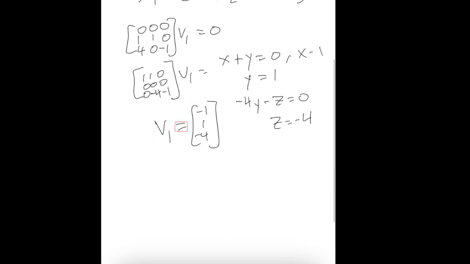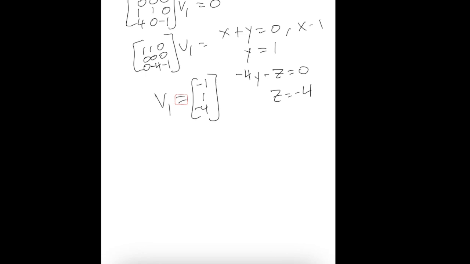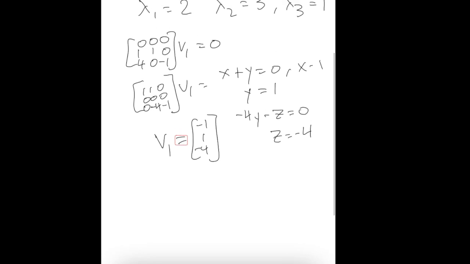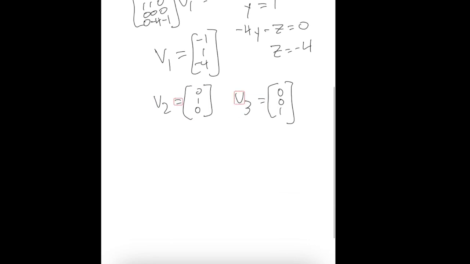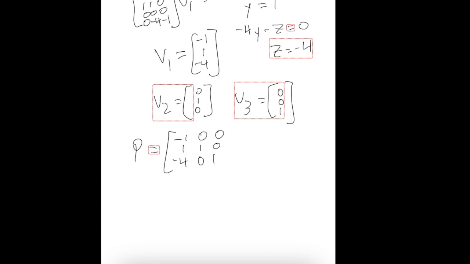Now for the sake of time, I've already gone ahead and solved the other two eigenvectors, as this can be a little bit tedious and basically the same process solved all over again. So I have v2 is 0, 1, 0, and v3 is equal to 0, 0, 1. Alright, so putting this together in the correct order, we have P is equal to negative 1, 1, negative 4, 0, 1, 0, 0, 0, 1.